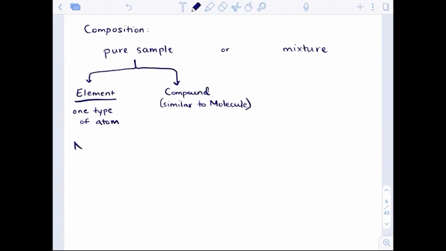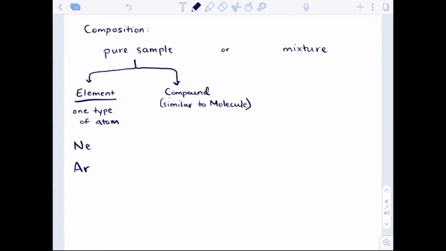So this could be something like neon. If I have a vessel of neon, a lot of chemistry experiments use inert gases, gases that don't react. Argon is another example of that. So when we think about gas tanks, we can think about those elements being just the atom itself.